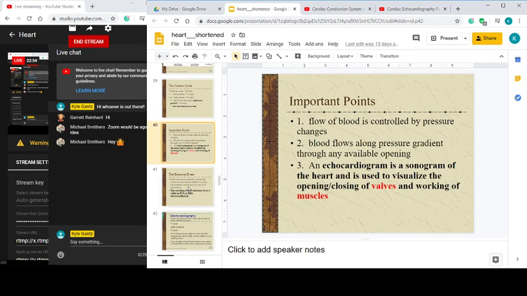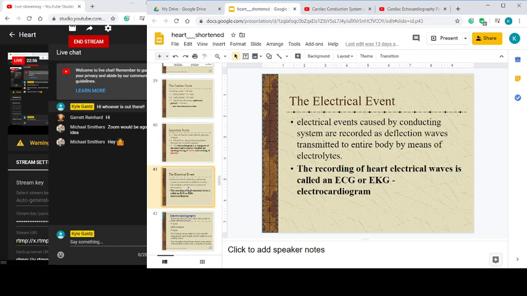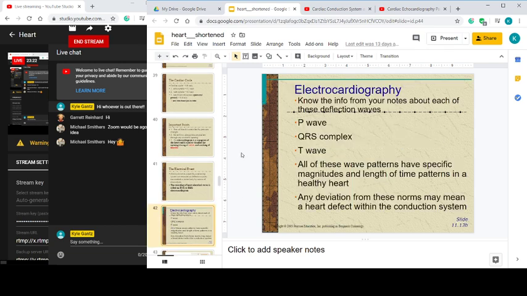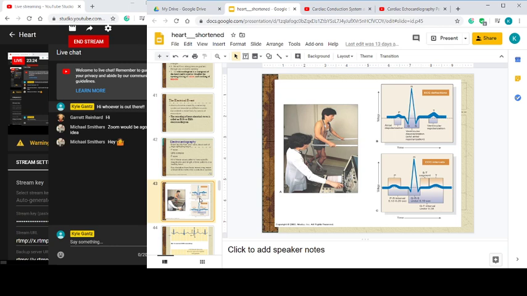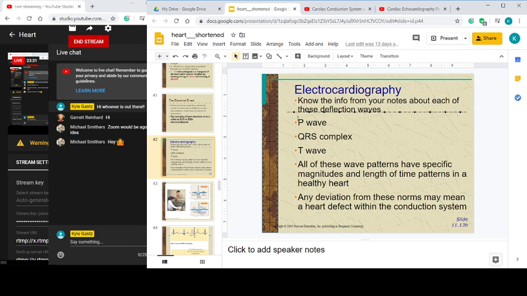Okay, so electrical events caused by conducting systems are recorded as deflection waves transmitted to the entire body by means of electrolytes. Basically, we can record these events through an ECG or an EKG, right? Electrocardiogram. These electrocardiograms, it's the blippy thing. You go into the hospital, beep, beep, beep, beep, right? They do all that kind of stuff. So we wanted you to know what these waves mean.